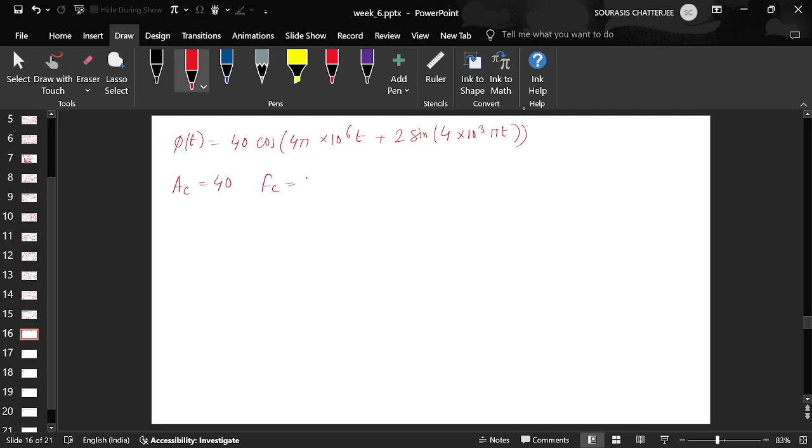So you can see from here, if you compare with the standard expression, your Ac is equal to 40, your carrier frequency is 2 megahertz, your message frequency is 2 kilohertz, and your modulation index, as you can see from here, is 2, which is also equal to the maximum phase deviation.